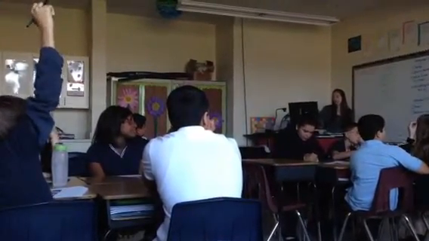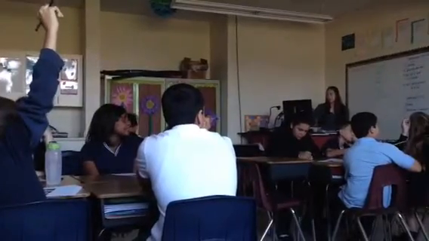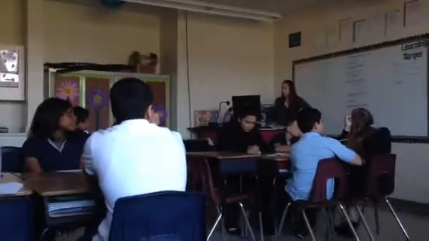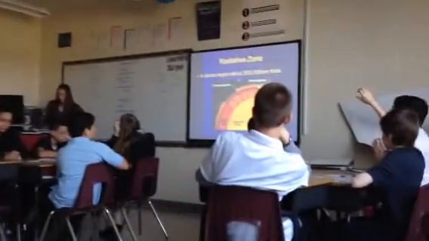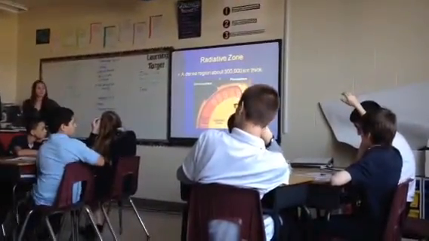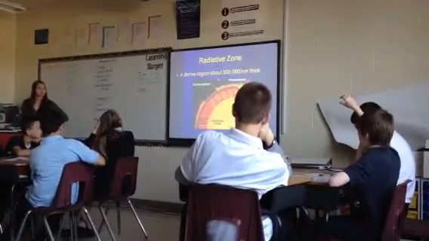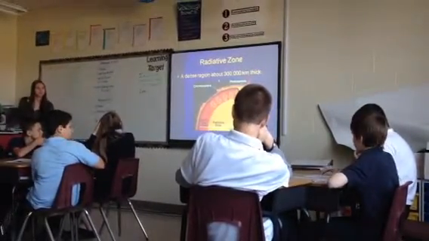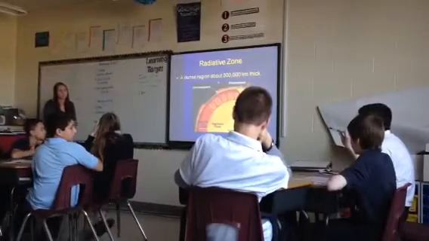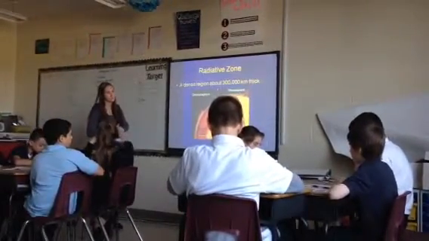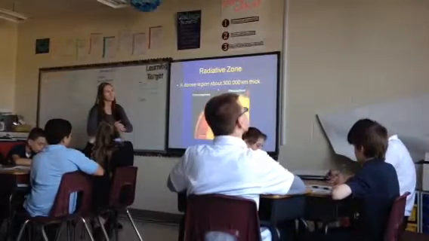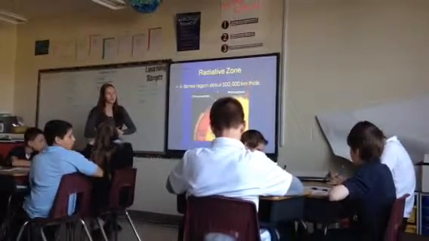And next we have the radiative zone. And this is a very dense area, about 300,000 kilometers thick. Can anyone tell me what radiation is? Yes. When we were talking about the convection zone, we said that the hotter molecules go to the top, and the core is the hottest part of the sun.